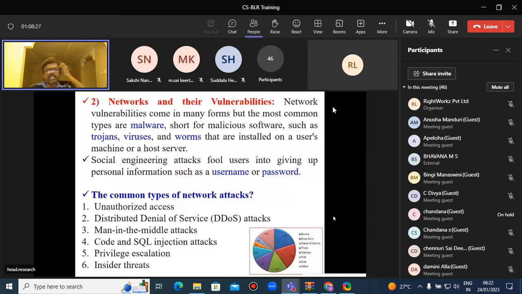Social engineering attacks fool users into giving up personal information such as username and password. The common types of network attacks are unauthorized access, distributed denial of service attacks, man in the middle attacks, code and SQL injection attacks, privilege escalation, and insider threats. These are the common network security threats. Lack of patch management.